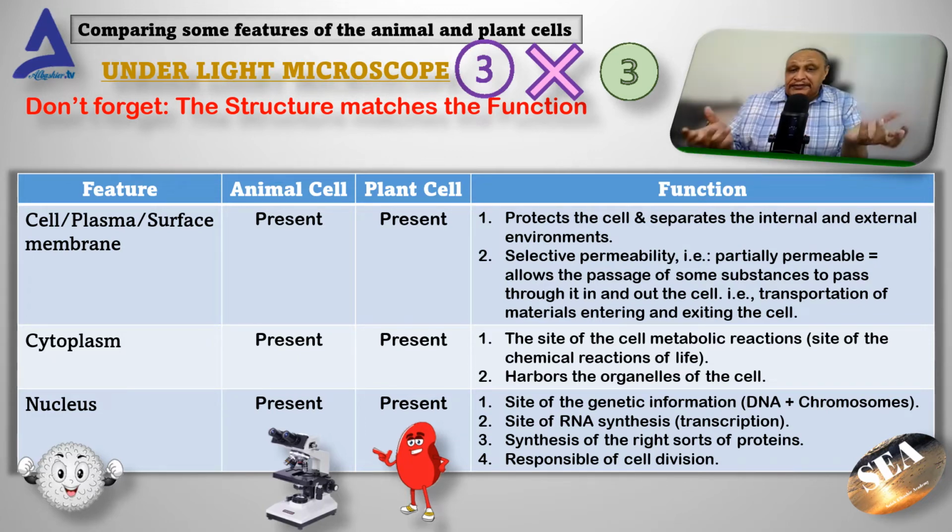Nucleus is present in both of them, and it is a developed nucleus. That means both of them are eukaryotes, and it is the site of genetic information, DNA plus chromosomes. Also, it is the site of RNA synthesis, transcription, and we are going to talk about this when we come to transcription. It is also important for synthesis of the right proteins, because each organism has specific proteins to deal with. Last but not least, it is responsible for cell division.